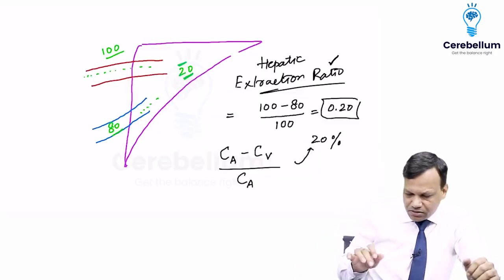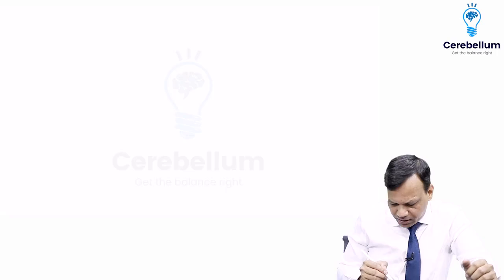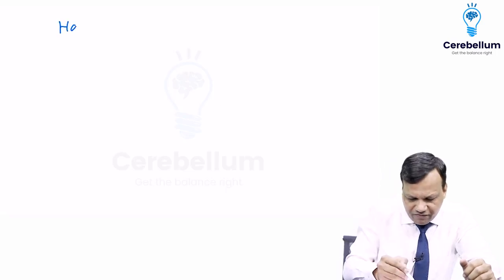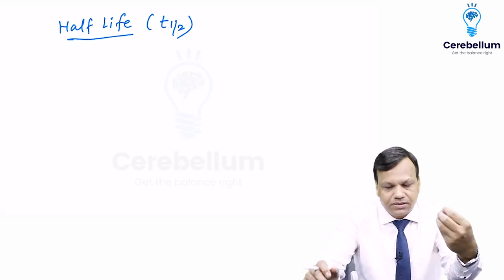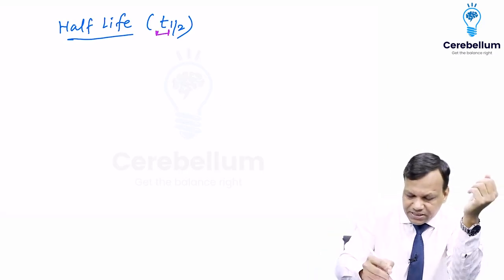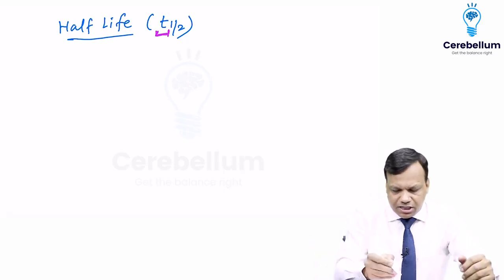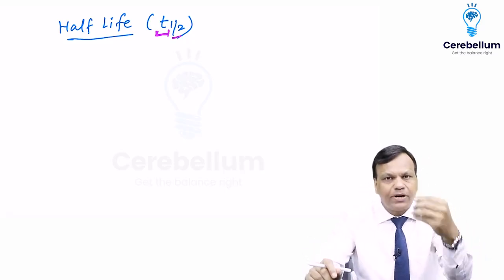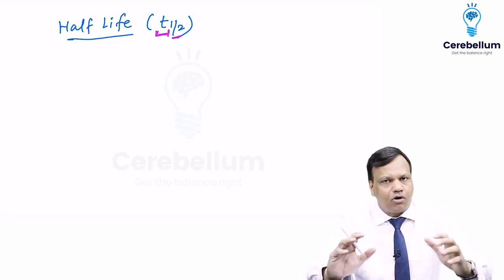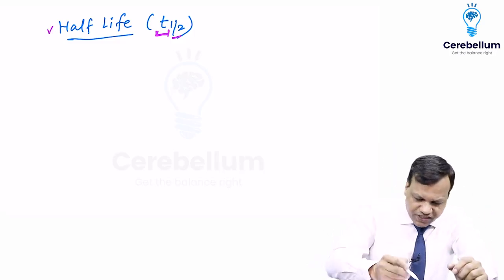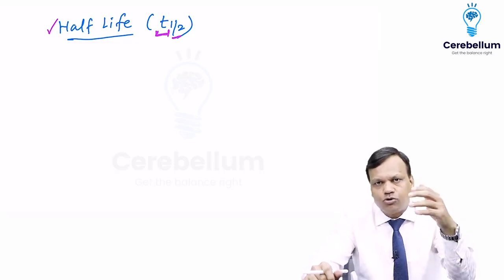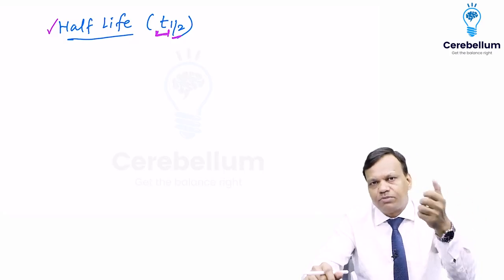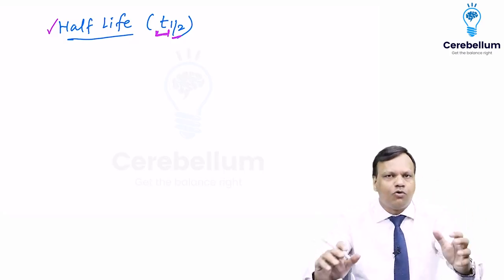Now moving to one very, very important parameter which is called half-life, also written as T half. As the name tells, it is the time. Life means time. It is the time in which plasma concentration becomes half. In how much time plasma concentration becomes 50%, that is called half-life. For the majority of drugs, half-life is constant. That means the same time it takes for 200 to become 100, and the same time it will take for 10 to become 5. Half-life is constant for most of the drugs.